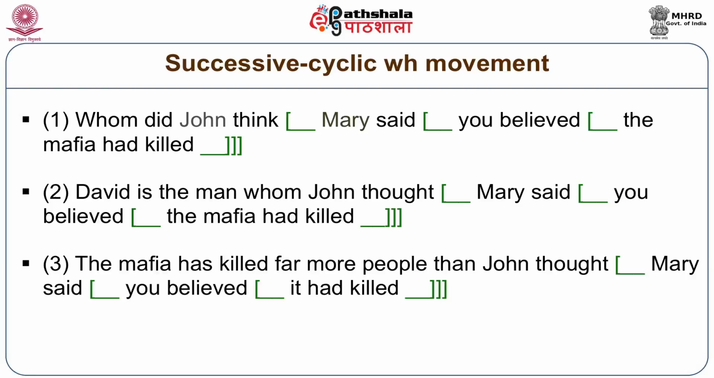It's called successive cyclic. In addition to the interrogative example 1, we also see successive cyclic movement of a WH element. In the relative clause example 2, David is the man whom John thought Mary said you believed the mafia had killed. And in the comparative construction example 3, recall that in comparative constructions there is a WH element which gets obligatorily deleted. The example we've chosen is the mafia has killed far more people than John thought Mary said you believed it had killed.